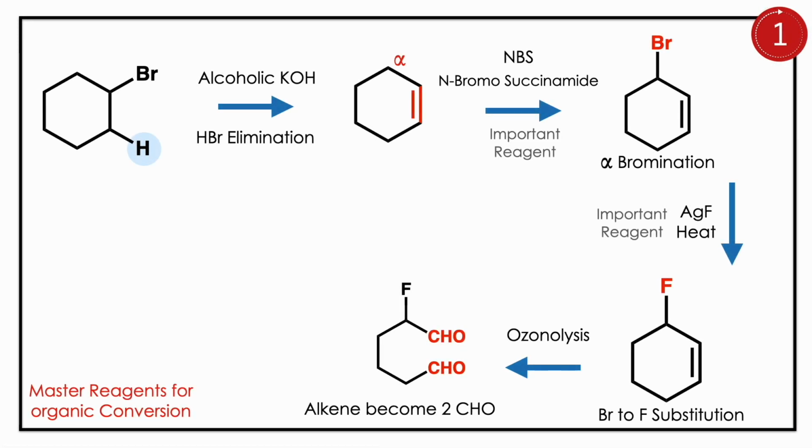It can be done in many ways. Here I found the simpler route with simple reagents. The first step will be alcoholic elimination, which is hydrogen bromide elimination with KOH, which leads to alkene formation.